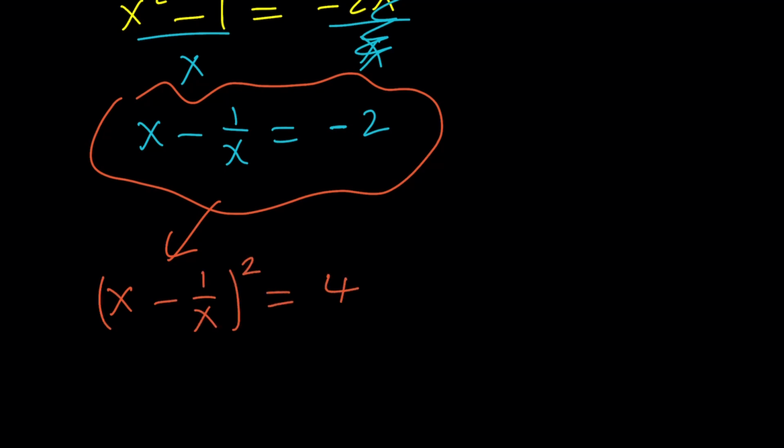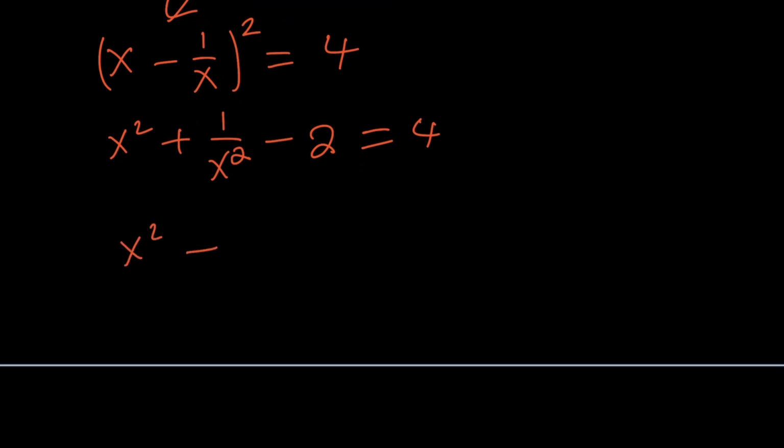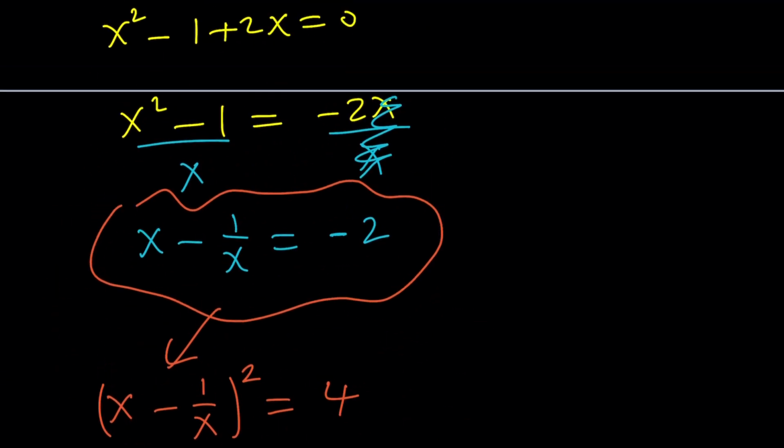If I square this, I get 4. And if you square a minus b, remember x squared plus 1 over x squared, that's my favorite way to write it, minus 2ab, but 2ab, a and b are reciprocal, so they cancel out, leaving us with something like this. And as a result, we get x squared plus 1 over x squared equals 6. Awesome. Now, I need to get to the fifth power.